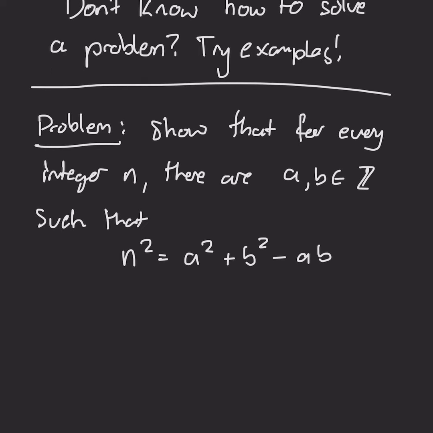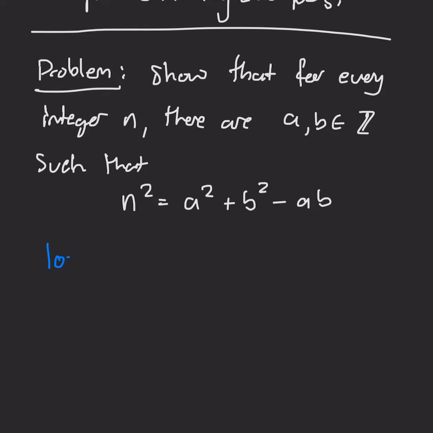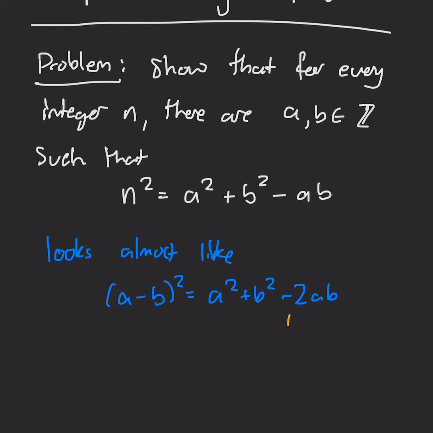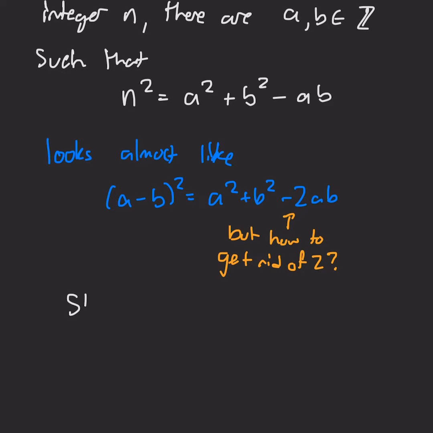So after looking at this for a while, we seem to not be able to make much progress. Algebraically, it doesn't seem like much works. My student pointed out that this looks almost like (a minus b) squared, which is a squared plus b squared minus 2ab. But this 2 is difficult to get rid of. How do we get rid of that? Because that doesn't appear in the equation that we want. Seems like no tricks really work here, so we're algebraically a little stuck.